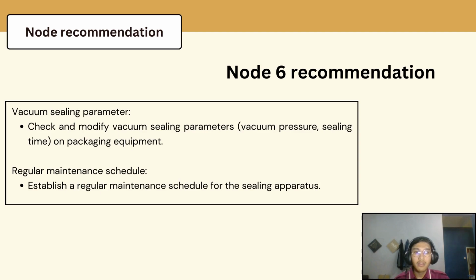Lastly, node 6 recommendation, which is the packaging process. The recommendation for this node is vacuum sealing parameters, which is to check and modify vacuum sealing parameters such as vacuum pressure and sealing time on packaging equipment. Next is a regular maintenance schedule. Establish a regular maintenance schedule for the sealing apparatus to ensure good packaging.